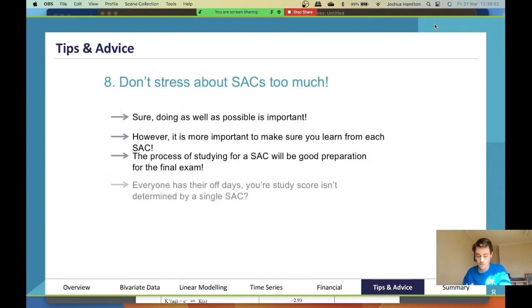Don't stress about SACs too much as well. The big thing about SACs is that they're just a rank. They're not set in stone. For example, I'll use my example. I obviously ended up with a perfect 50, but I didn't get perfect scores on any of my SACs. I didn't get a perfect score on a single one of my SACs. So it's really important to understand that SACs don't necessarily lead to what your end score will be.